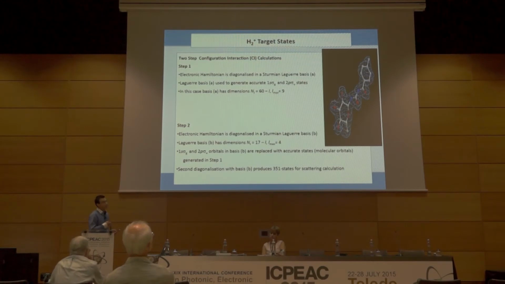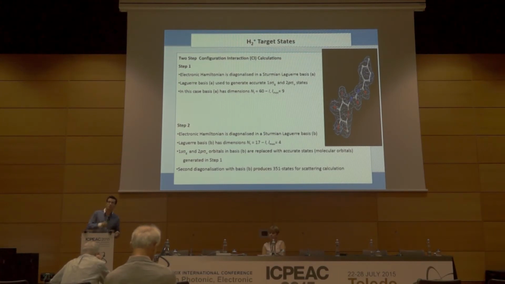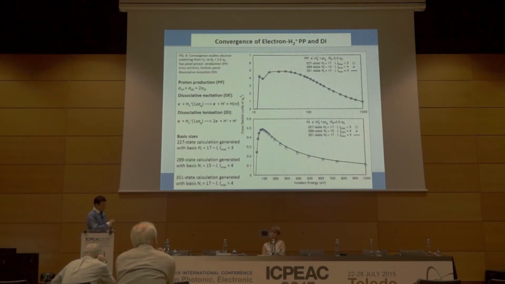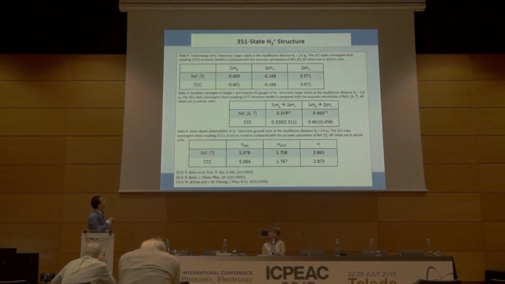So we use a two-step configuration interaction method, where here we get accurate target states for the 1sσg and 2pσu states. The largest calculations we use have a basis of 17 minus l functions up to l max equals 4, and then we replace those 1sσg and 2pσu orbitals with the accurate target states in the first step, and then diagonalize, and we get 351 states for our scattering calculation. And I've got a bit of time, so this is how our structure compares with accurate calculations for energies, oscillator strengths, and static dipole polarizability. So again, we've got a good quality structure model.